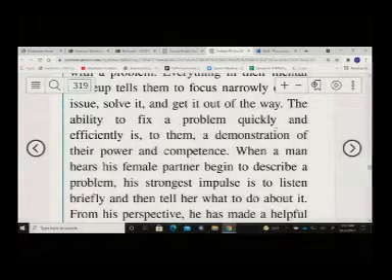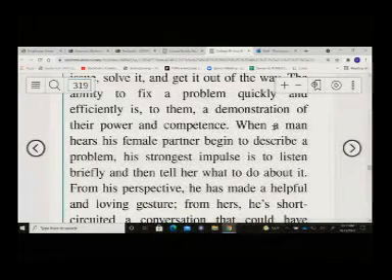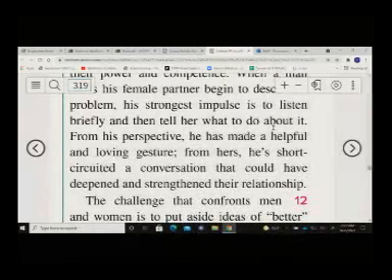When a man hears his female partner begin to describe a problem, his strongest impulse is to listen briefly and then tell her what to do about it. From his perspective, he has made a helpful and loving gesture. From hers, he short-circuited a conversation that could have deepened and strengthened their relationship.